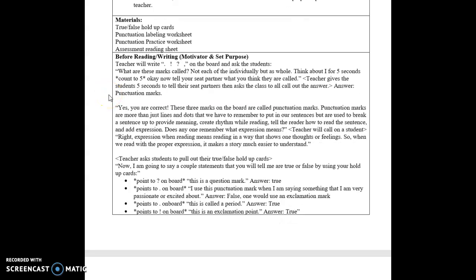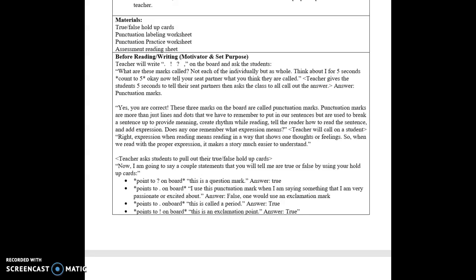Before the teaching starts, I will write on the board a period, an exclamation point, a question mark, and I will not be using the comma. I need to edit that and take that one out. But I will write that on the board, and I will ask the students what these marks are called, not each individually, but as a whole.